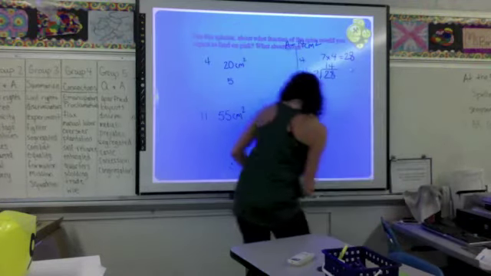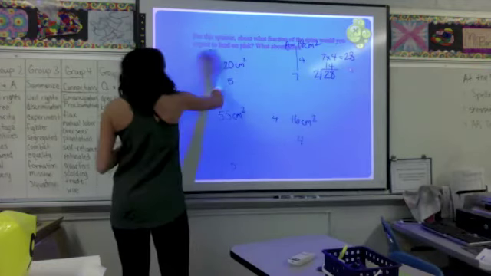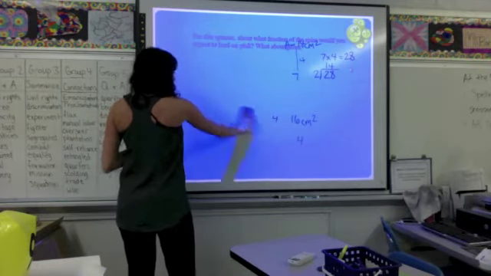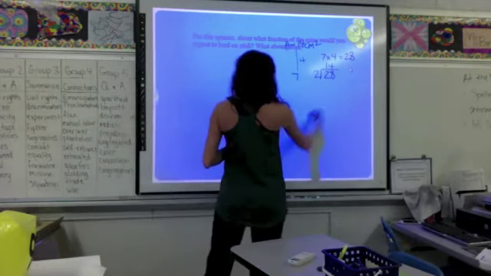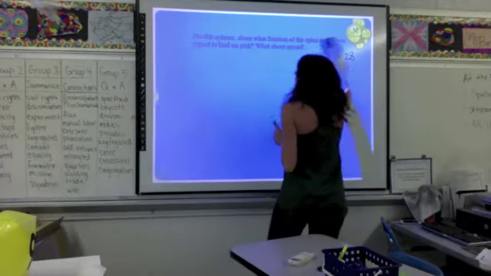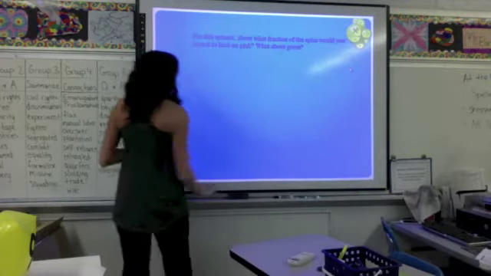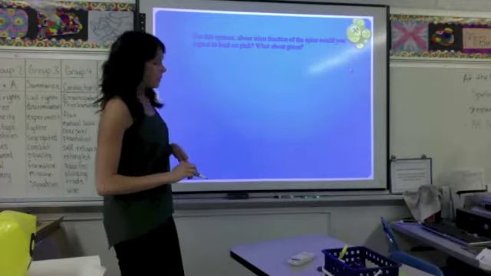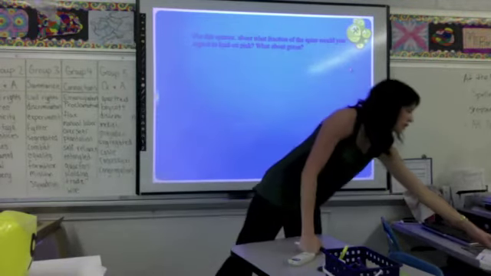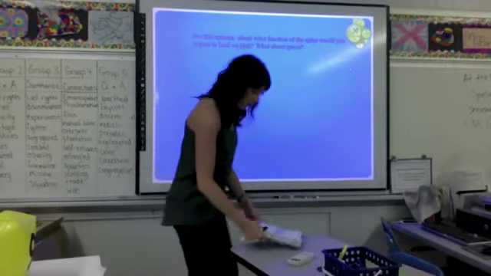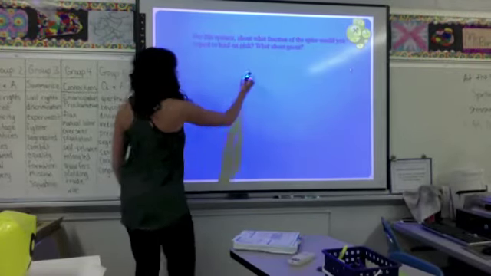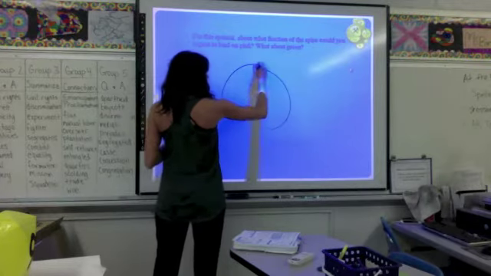Okay, so I was having a little trouble making my spinners using WizTeach, so I'm just going to draw the spinner for you real quick. The question is, for this spinner, about what fraction of the spins would you expect to land on pink, and what about green? So we need to find the fraction of spins that land on pink and green. All right, so here's my spinner.